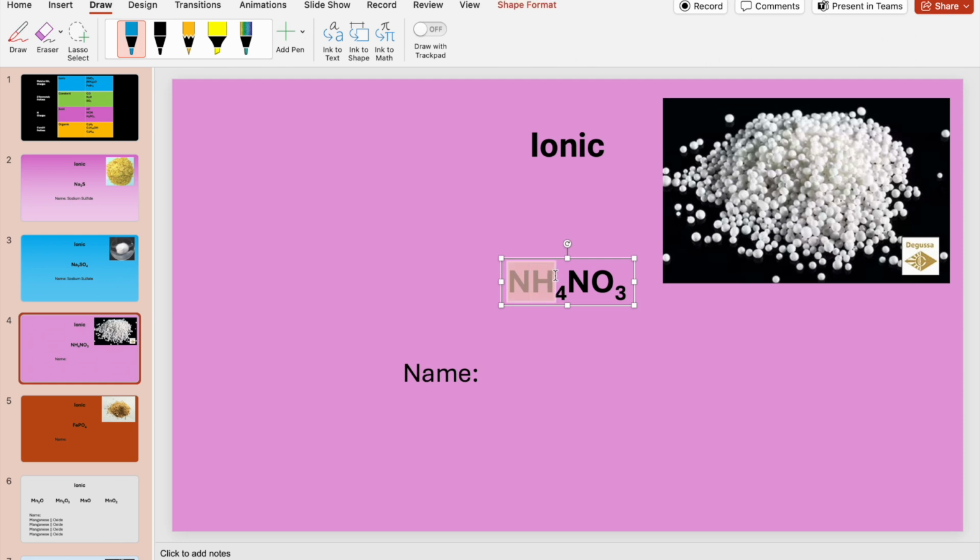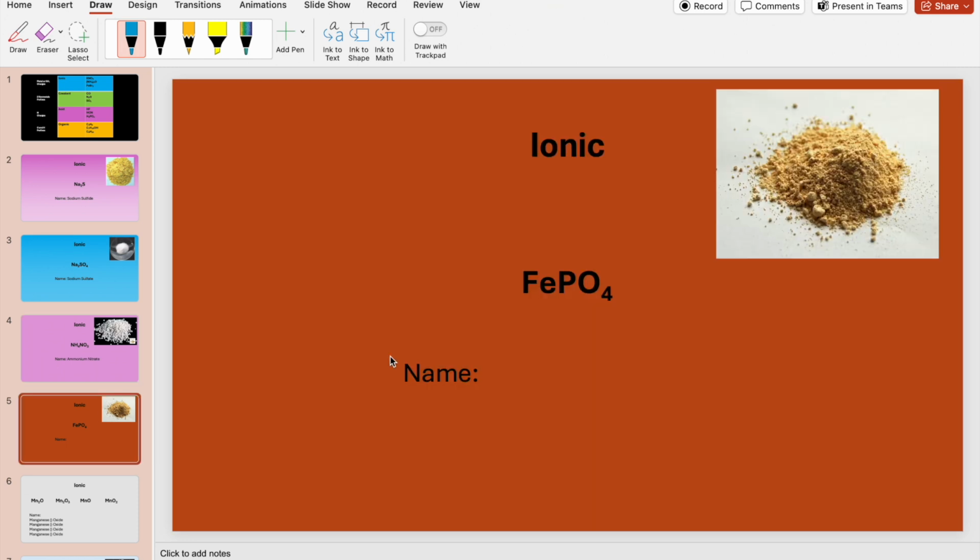This one's fun. So NH4 is a polyatomic, and NO3 is another polyatomic. So that's your ammonium. And then NO3 is nitrate, so that's just how you name that one. No Roman numerals for ammonium.